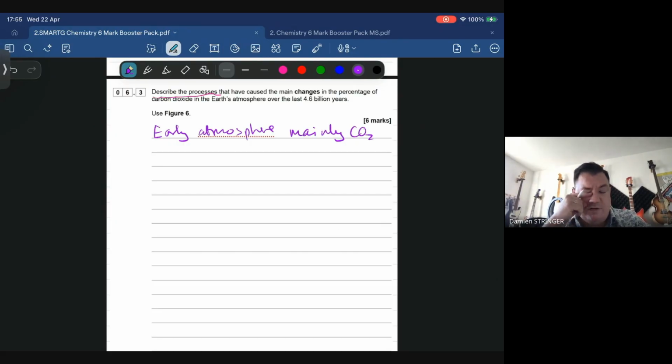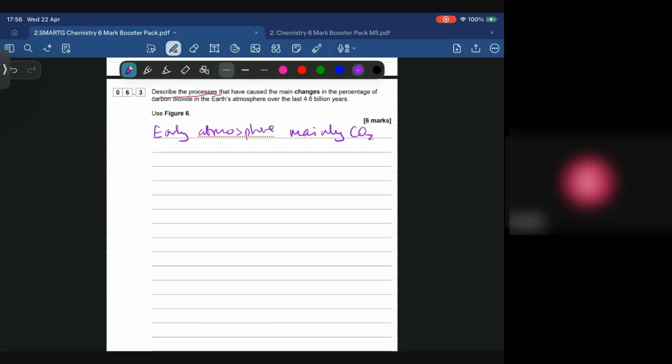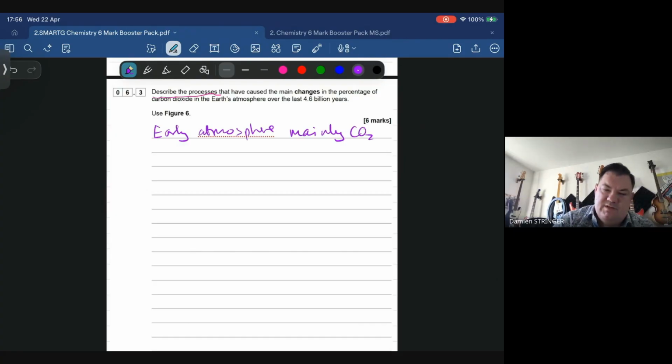Let's just focus back on this because it does say the main changes in percentage of carbon dioxide. Nitrogen chat is great, but it's not going to get any marks. So why was that early atmosphere mainly CO2? What was causing it? Help me out. Connor, where was it coming from? Volcanic. Yep. So volcanic activity.